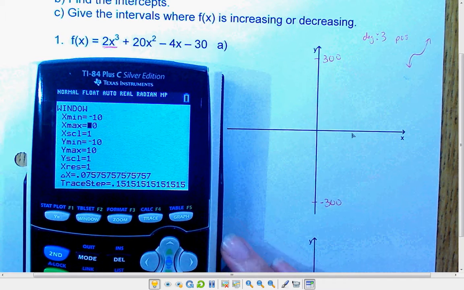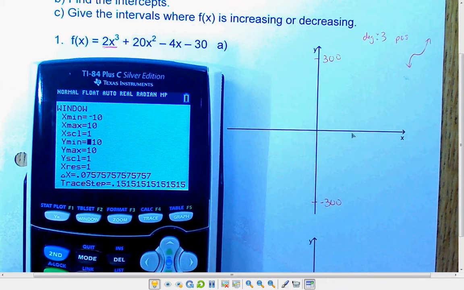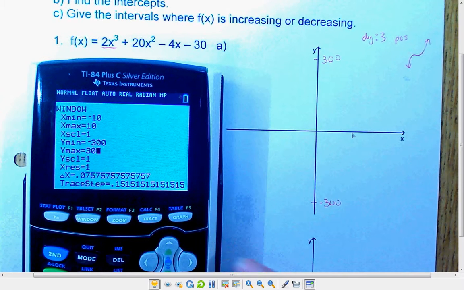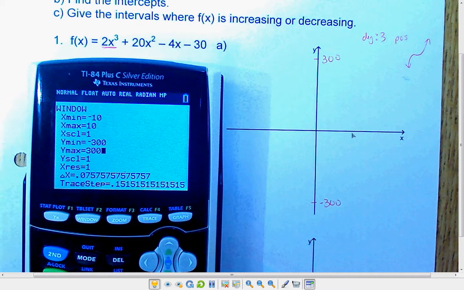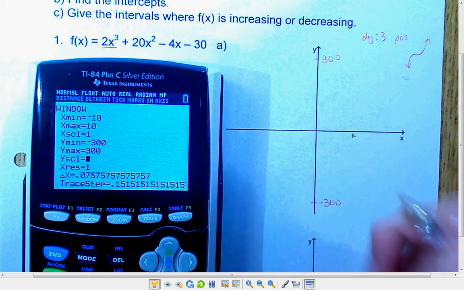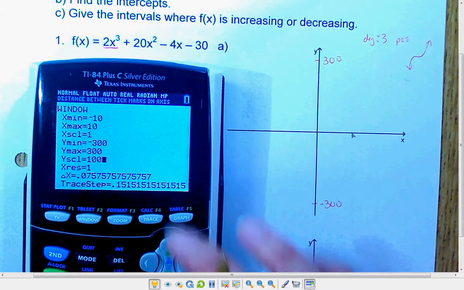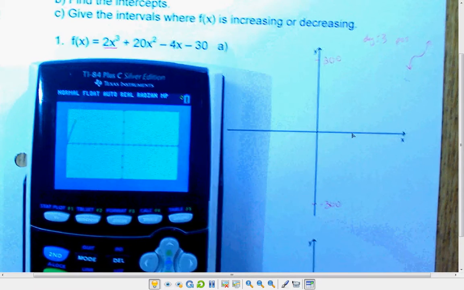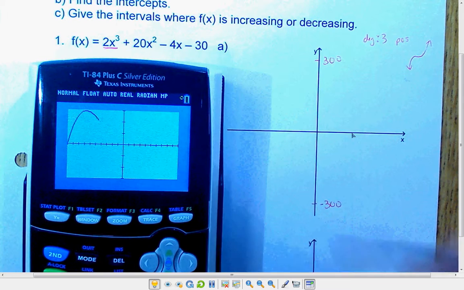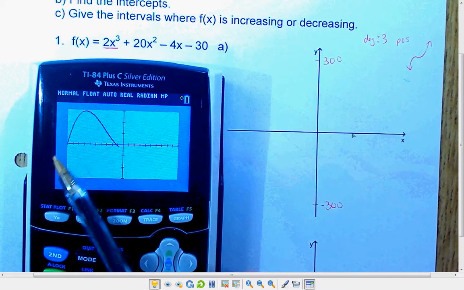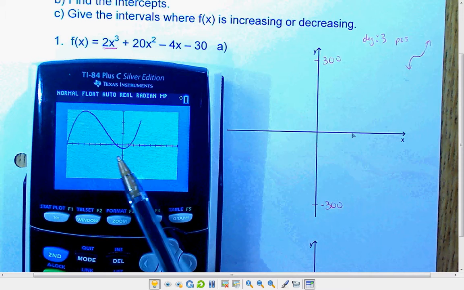So let's go to our window. Our y min, I'm going to say, is negative 300. Y max is 300. And since it's going up to 300, I'm going to change my y scale. Let's say I want my tick marks to go by 100. Let's see how this looks. When I graph it, now I can see the topmost point that's going all the way up to 292, right? Bottommost point as well.